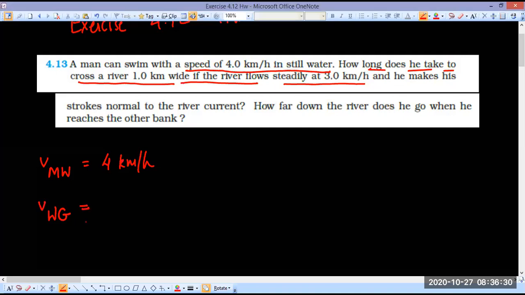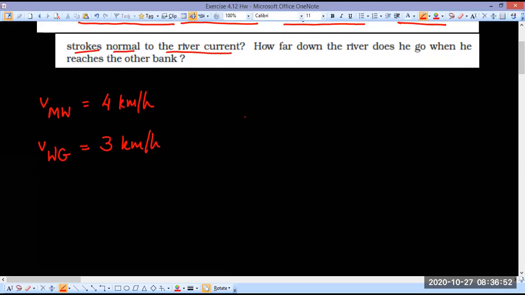VWG, that is speed of water with respect to ground, is 3 kilometers per hour, right? Okay, and now comes the important sentence. He makes his strokes normal to the river current. Now this is an important sentence to understand. So let's draw a diagram.